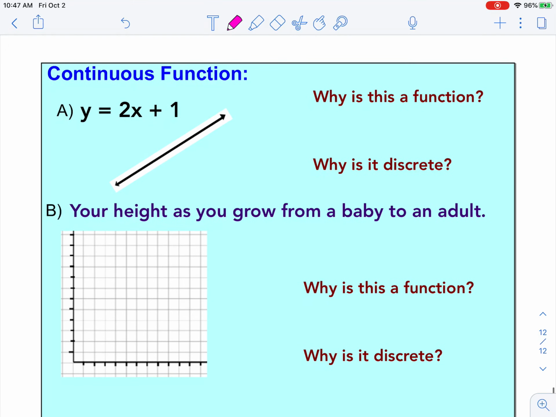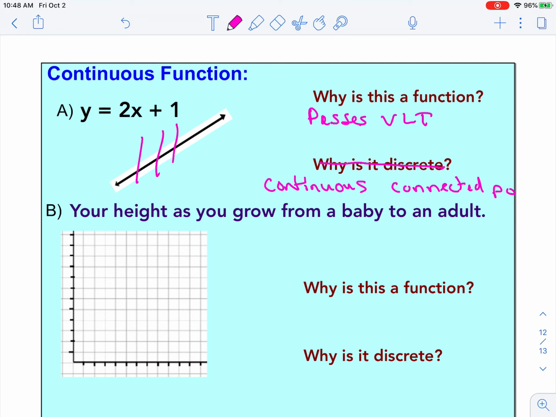Here are some examples of continuous. First of all, why is this a function? Because it passes the vertical line test. Why is it discrete? Well, it's not discrete. It's continuous. That must be a mistake, a typo. So it's a continuous function because it's connected points on your graph. I think this is supposed to say continuous as well.